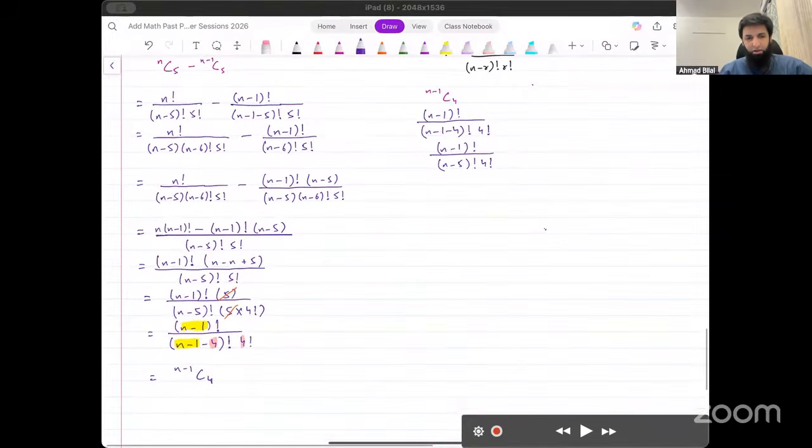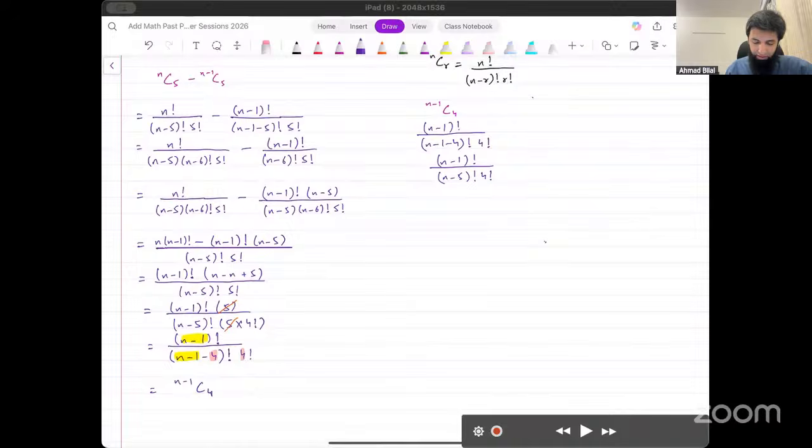That was a bit complicated, requires a lot of thinking. Where did n minus 6 go? Where exactly?